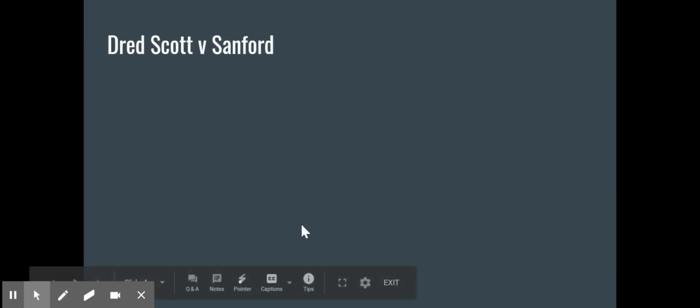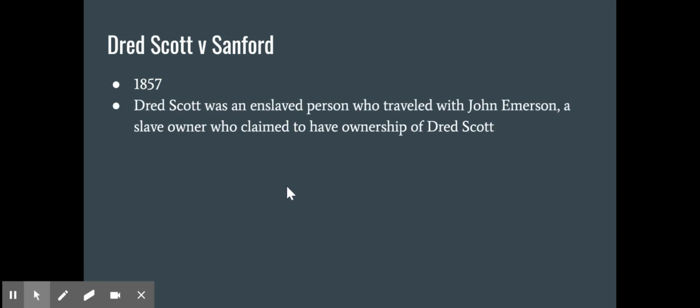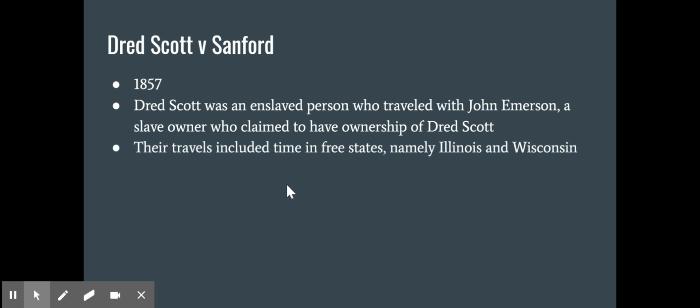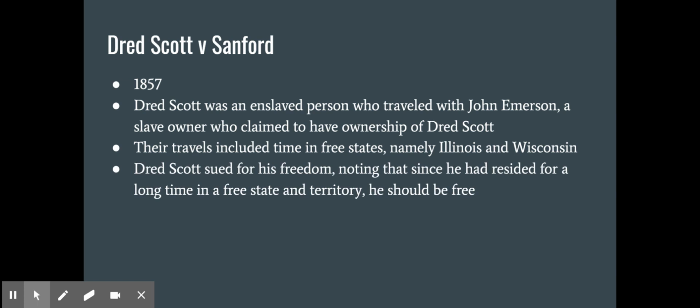So a little bit of background knowledge before I lead you into your assignment. Dred Scott v. Sanford was a case that was decided by the Supreme Court in 1857. Dred Scott was an enslaved person, and he traveled with John Emerson, who was the slave owner at the time. They traveled quite a bit because John Emerson was part of the military. Their travels included time in free states, namely Illinois, that was a free state, and Wisconsin, that was a free territory. And so when Emerson died, Dred Scott sued for his freedom because he noted that since he had resided for quite a long time in that free state, in that territory, he should be free.